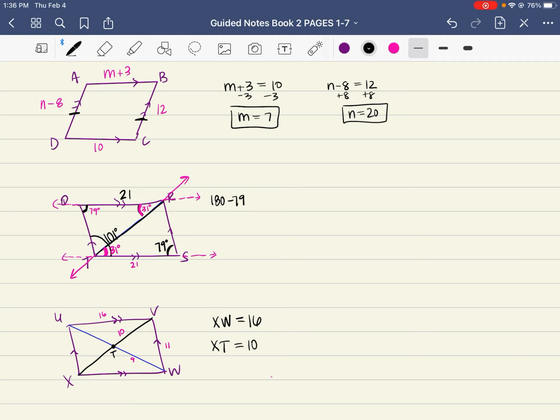Okay, maybe we're asked to find W to U. So again, we find W, and it looks like U is this full diagonal. Well, we know if half the diagonal is 9, then the other half is also 9. So 9 plus 9, that would be a full length of 18. Okay, so there's some examples of using that notation.